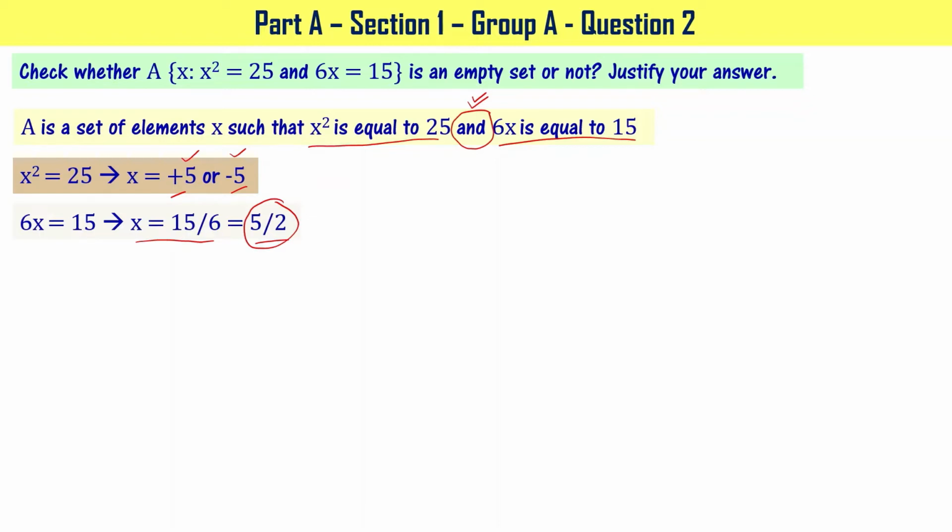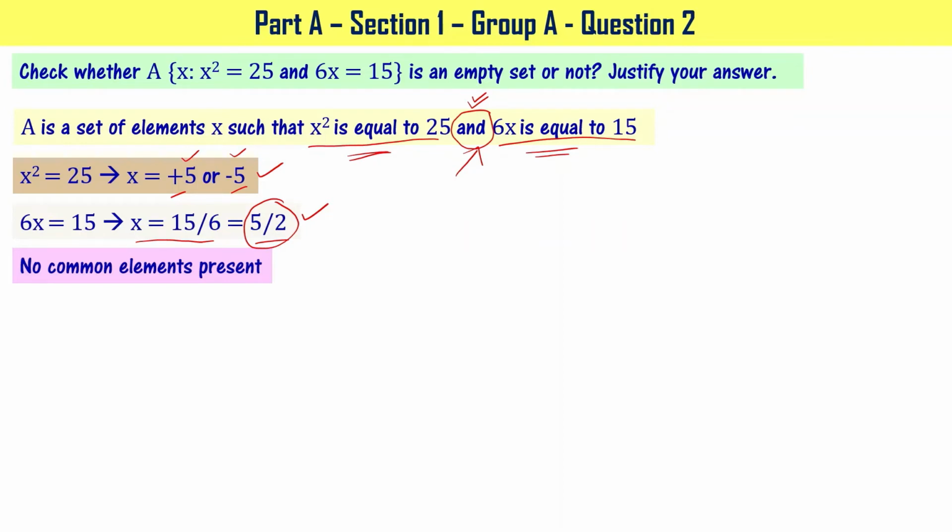It says that no common elements are present. For example, if it was given like 3x, then you could have gotten x equal to 5. It means you have 5 as the element. But since you are getting 5 by 2 here and plus 5 and minus 5 here, you are not getting any common element between this statement and this statement. When you have 'and' here, you are looking for the common elements, right? If it is R, that is a different story. If it is R, you will be having plus 5, minus 5 and 5 by 2 also as part of the set. I hope you understood the concept.